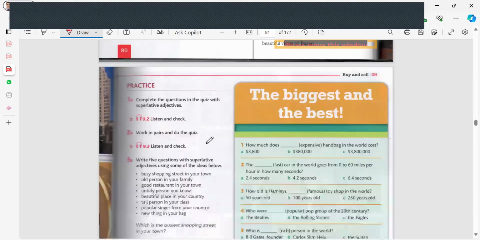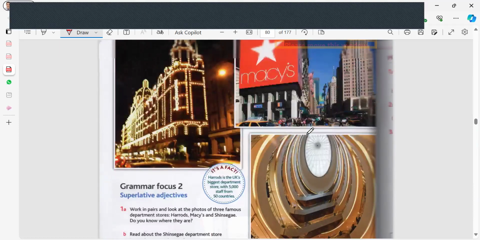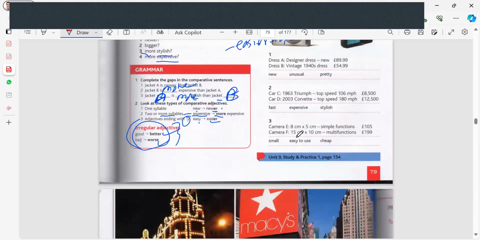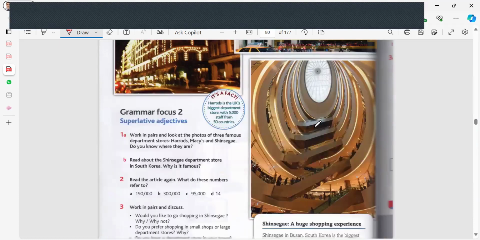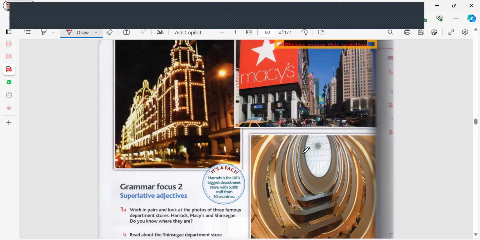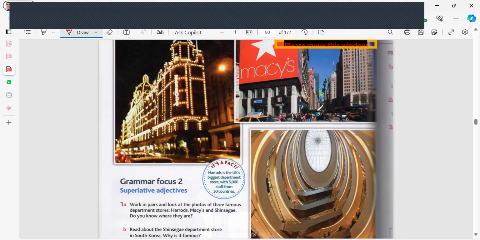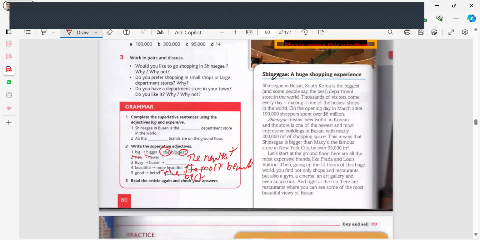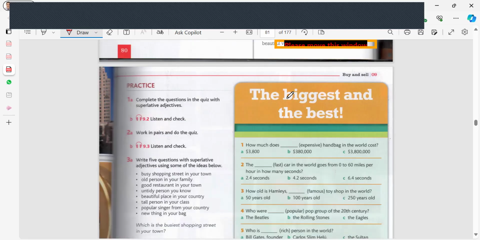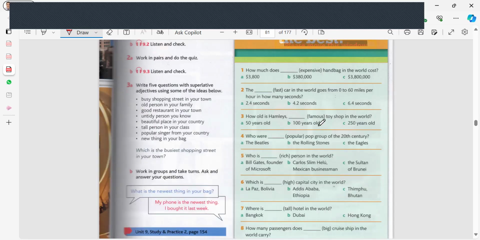So here, please, Abdulaziz, look at the pictures. Here we have three pictures. These three pictures are for the most famous shopping centers in the world. Brands, okay? So a huge shopping experience. Okay, what should we do? Please listen and complete. The biggest and the best. The biggest and the best.